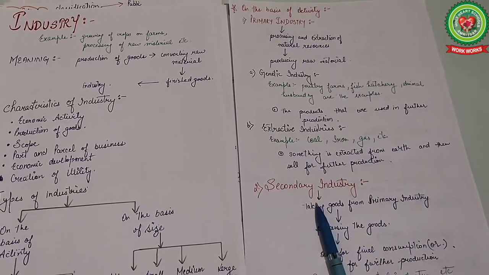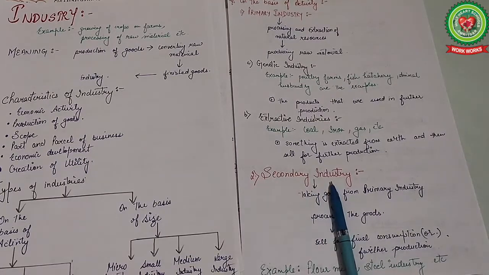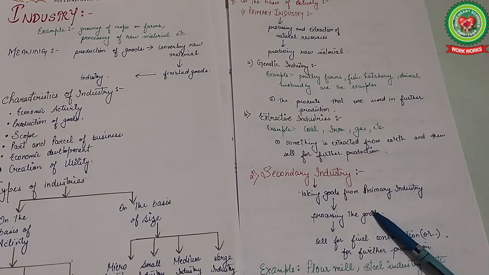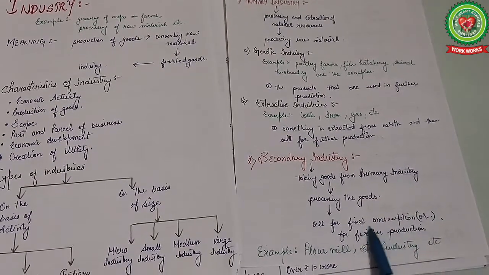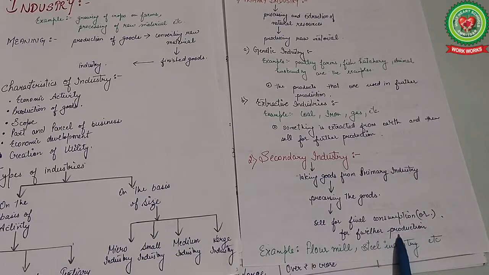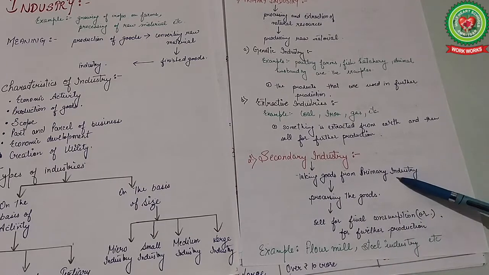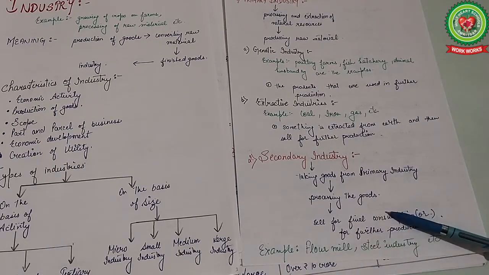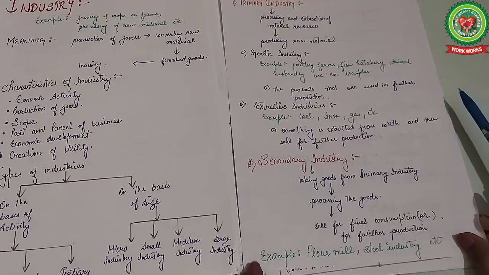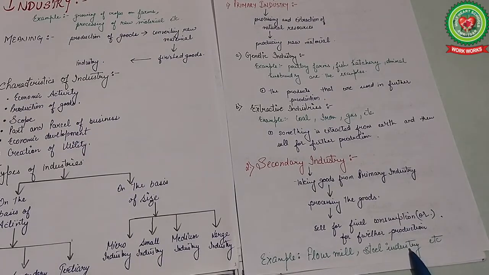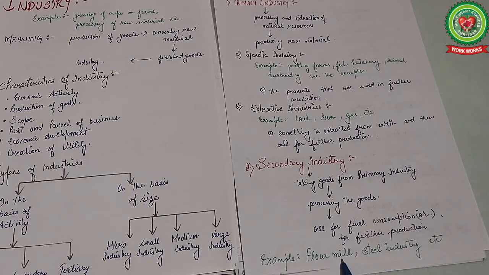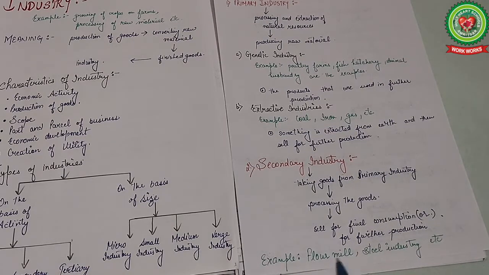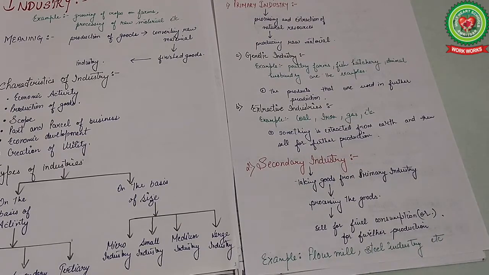So, our next type is the secondary industry. Secondary industries are those that take goods from the primary industry and then do processing. Something should be processed, and then the goods are produced for final consumption and sold into the market. So the goods taken from the primary industry go through further production so that the final goods are produced and sold in the market. For example, flour mill, steel industry. These are examples of the secondary industry. Because in the flour mill, the raw material is processed to get the final product and the consumer can consume it. That is why it is known as the secondary industry.